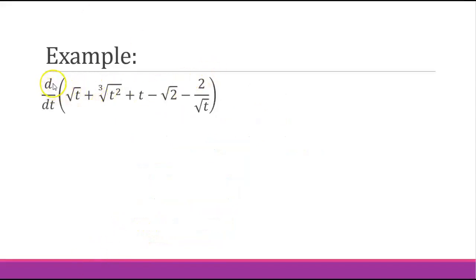In this example, we're asked to find the derivative with respect to t of this collection of the sum and difference of these individual terms. So before I take the derivative, again, I'm going to rewrite each term so that it's set up for me to apply the power rule. So since I have not taken a derivative yet, I'm going to be really careful with the notation that I use. So I'm still leaving the operator d/dt in front here.